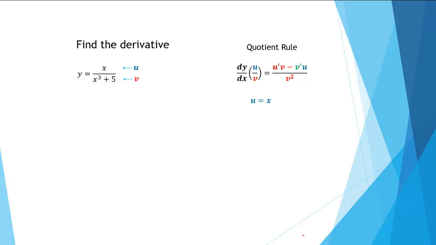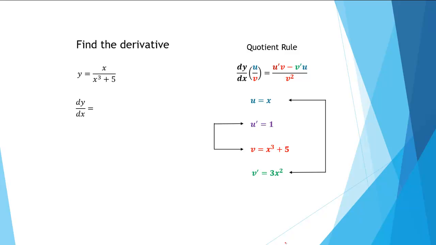We're given u as x. From u we can find u prime. U prime is equal to 1. We're given v as x cubed plus 5. From v we can find v prime as 3x squared. Now we'll apply the quotient rule. We'll multiply u prime times v minus v prime times u divided by v squared.